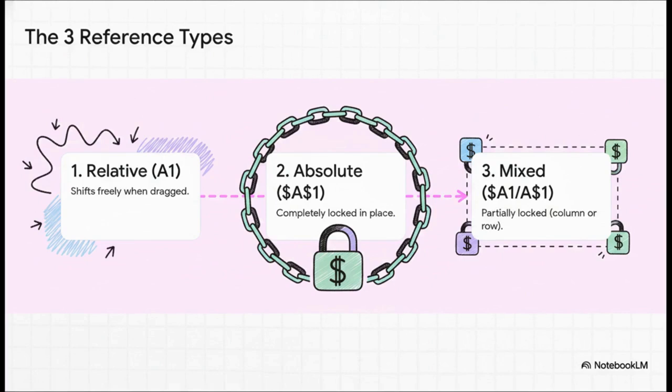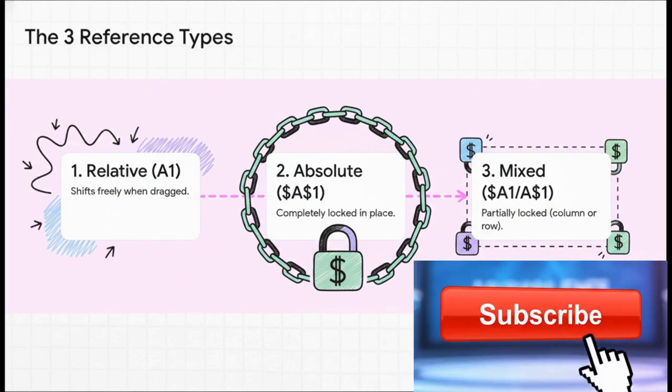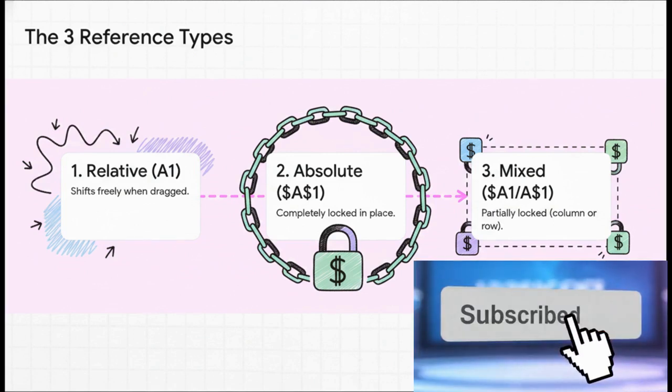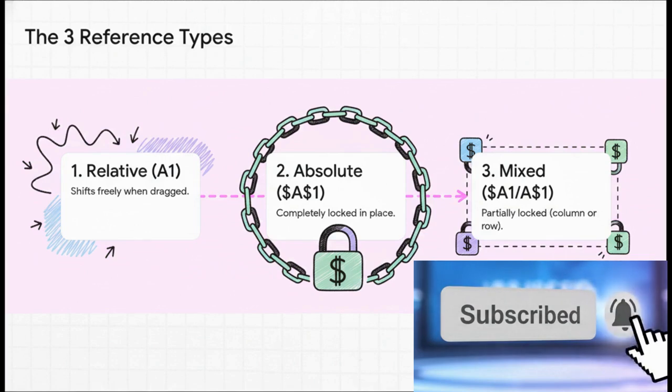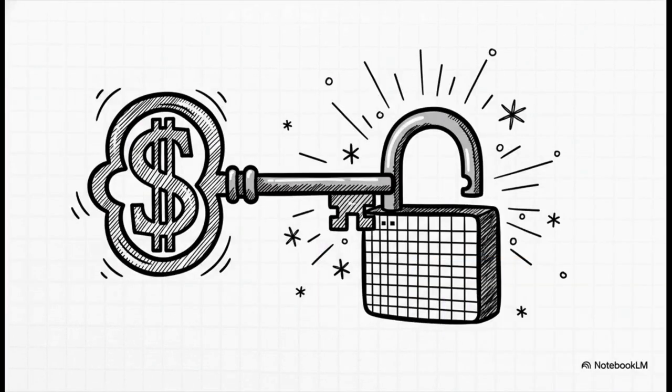So let's recap the 3 types real quick. You've got relative, like A1, which is the default that just moves around with your formula. You have absolute, like $A$1 with 2 dollar signs, which is totally locked down. And then you have mixed, with just one dollar sign, giving you that surgical control to lock either just the row or just the column. From this day forward, you never have to be frustrated by a broken formula again, because now you don't just know what to do, you understand why you're doing it. You really do have the key to building stronger spreadsheets and saving yourself a whole lot of time.